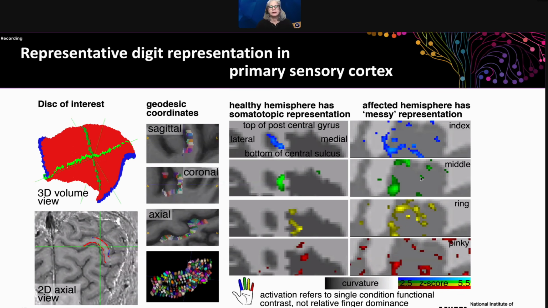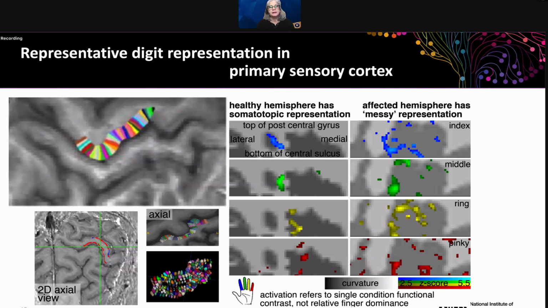When we look at the digit representation, it's clear that in the non-affected hemisphere, we can identify each of the fingers separately. And when we look at the hemisphere with the dystonia, we cannot separate the fingers. Really, when the subject tries to move one finger, we get co-activation of areas of the other fingers. So we cannot create the differentiation or compare the specific localization. And as I mentioned, we do it across the different cortical layers.